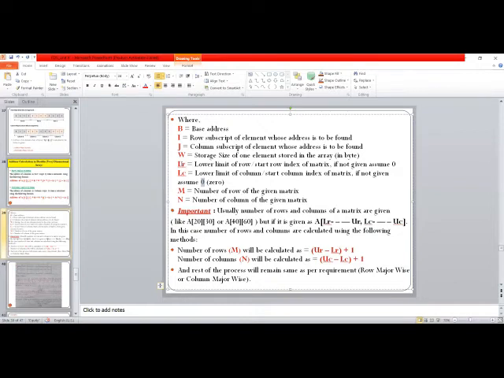So in the problem, in the numerical, this LR and LC would be given to you. If they are not given, you have to consider it as 0. That is, your array is starting from 0, 0. That you have to assume, right? Rest of the things will be same. I is row subscript of element whose address is to be found. J is column subscript of the element that you need to find. So these two you want to supply at first, right? This width will always be given.